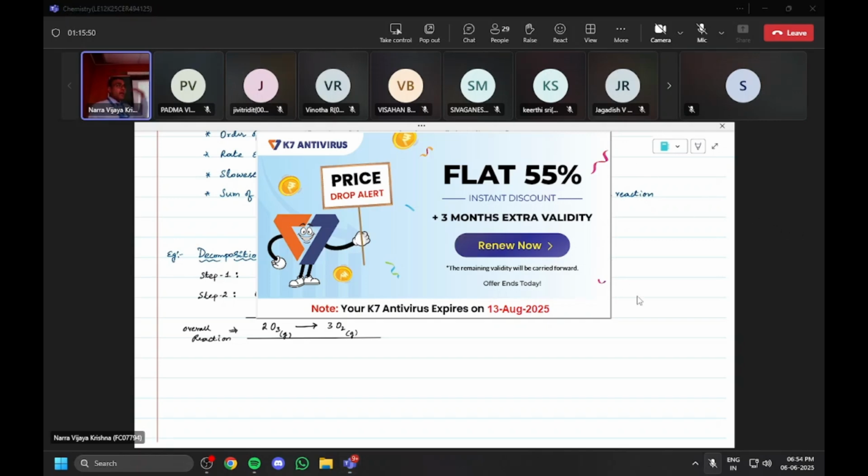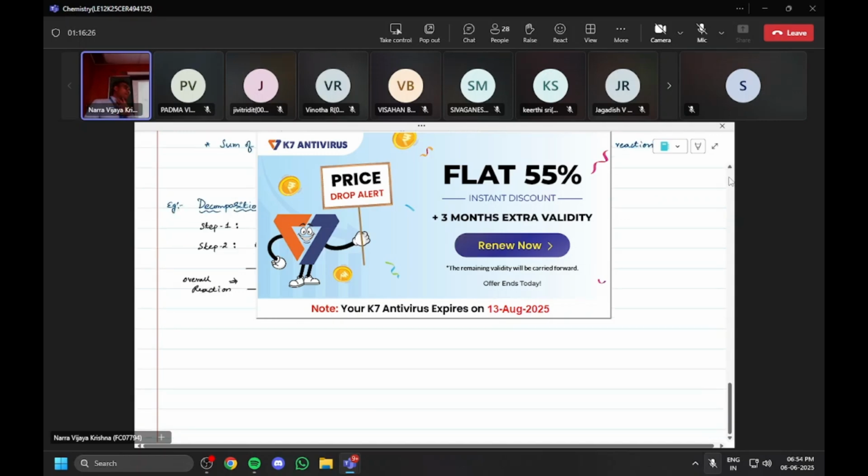Is it clear? And the second condition: in your rate expression, there should not be any intermediates. But the problem is here we have an intermediate. I need to eliminate this intermediate. After eliminating that intermediate, whatever expression we get is the final rate expression. From that rate expression, if I add powers, then it is called order. How to eliminate this intermediate? We follow two methods: intermediate method and steady state approximation method.